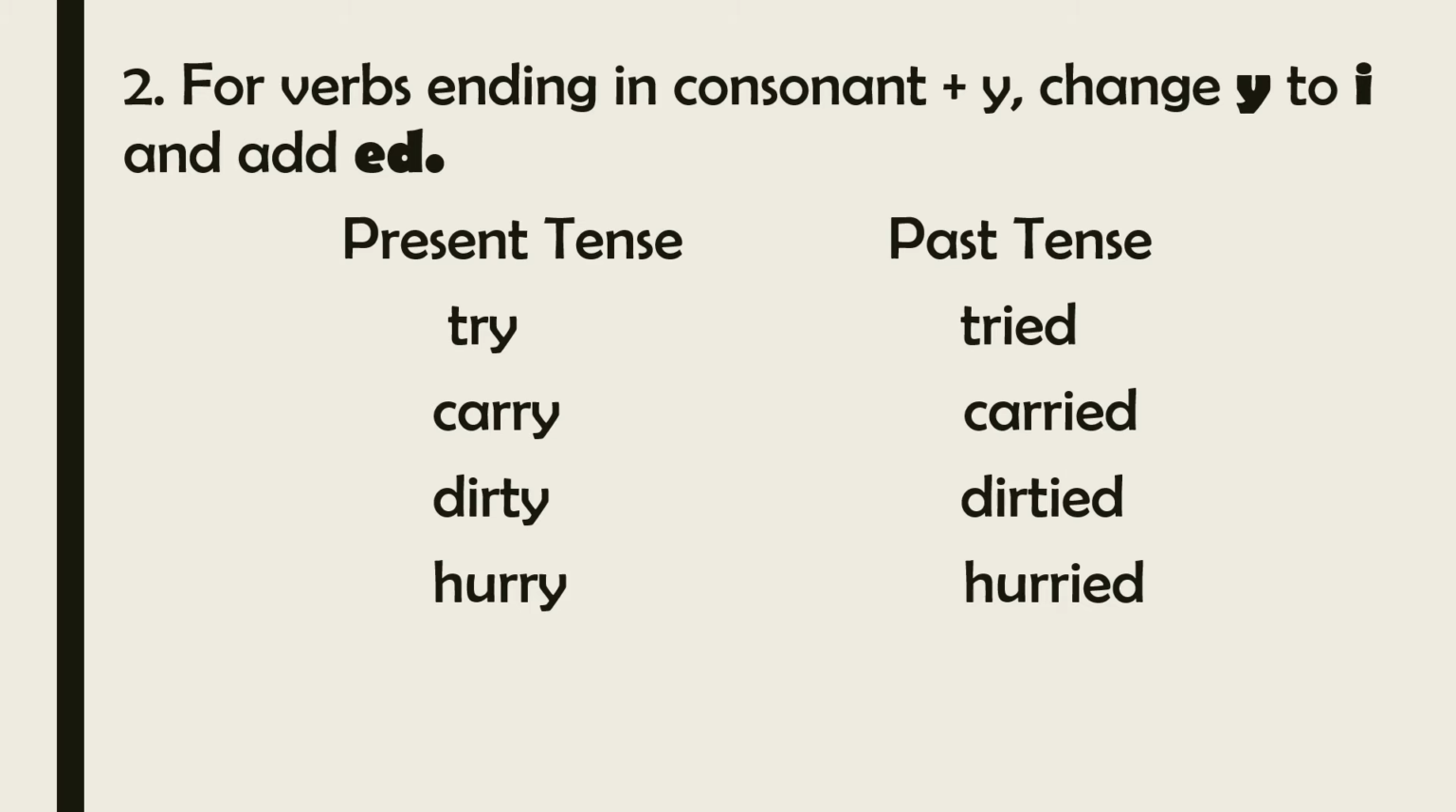So the rule for number 2 in changing regular verbs ending in consonant y, you just need to omit y, change it to i, and add ed. So notice the examples, try: the y was omitted and changed into i, then that's the time you can add ed to make it in the past tense.